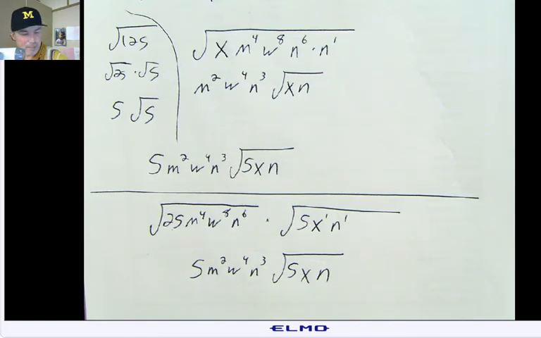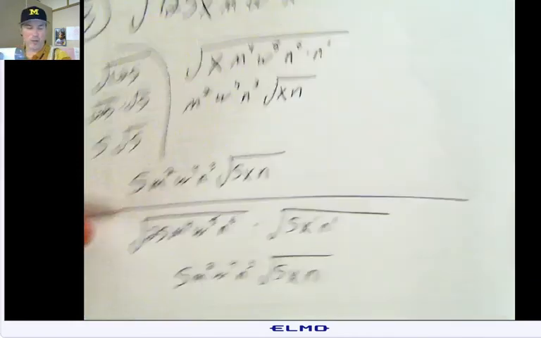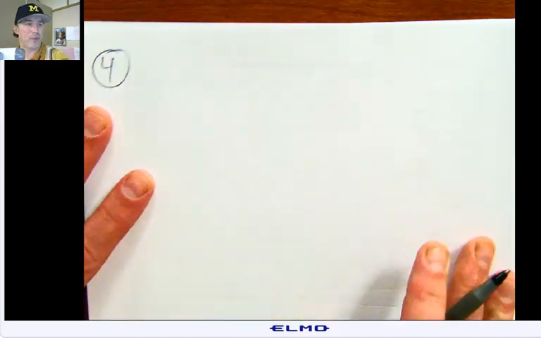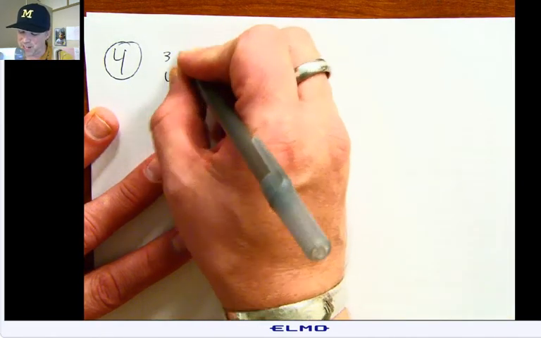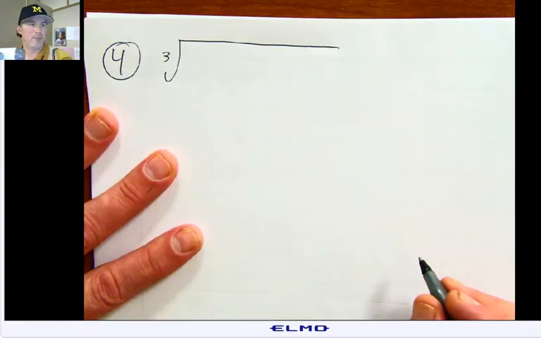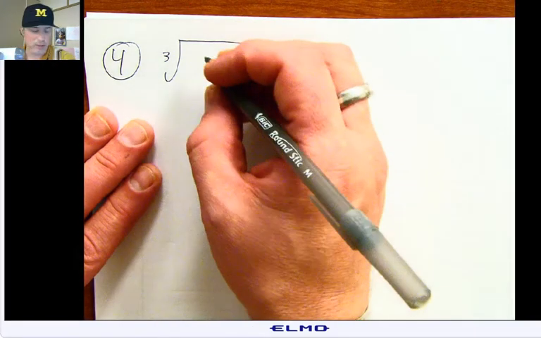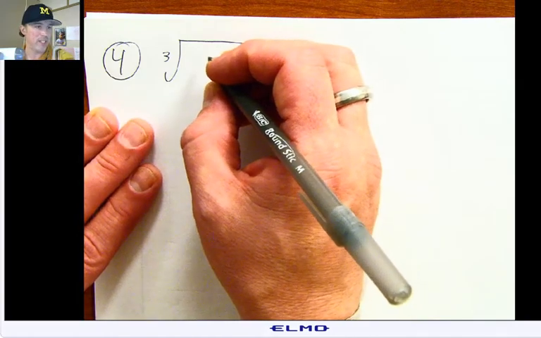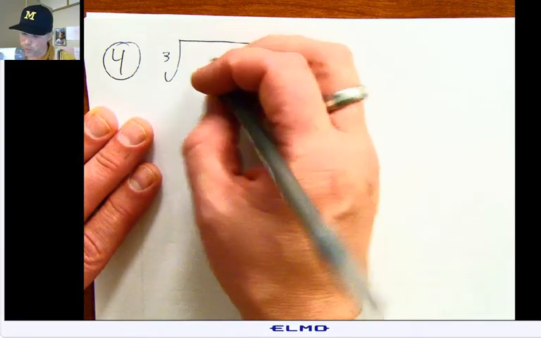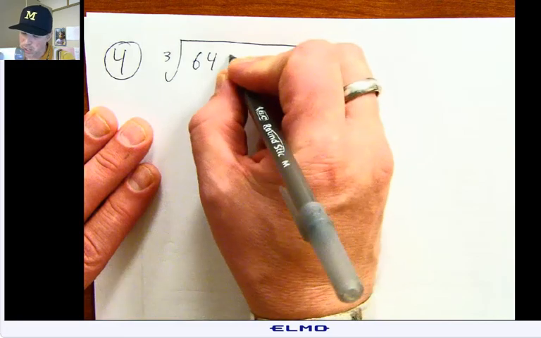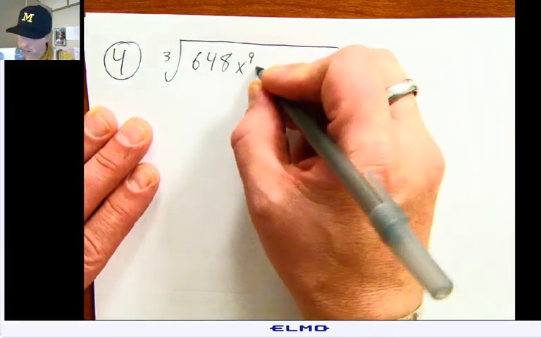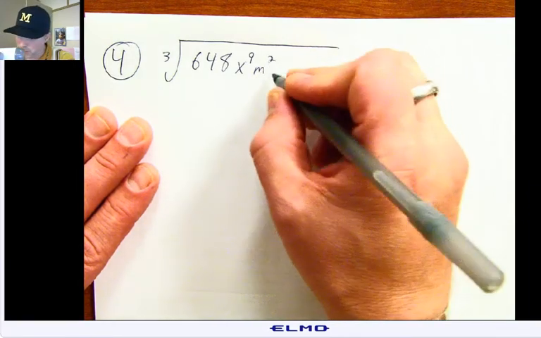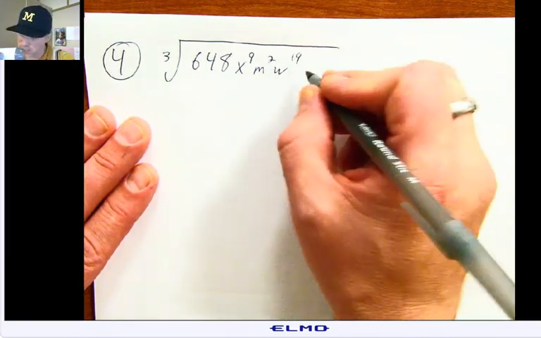All right, example 4. Example 4 is a cube root. And examples 1, 2, and 3, those are honestly a little too, I don't want to say simple, but they're just not complicated enough to be on a quiz or a test. So you will not see a square root on these, but you could see a cube root or a fourth root, or a fifth, I suppose. So let's go: cube root of 648, x to the 9, m to the 2, w to the 19, c to the 3.